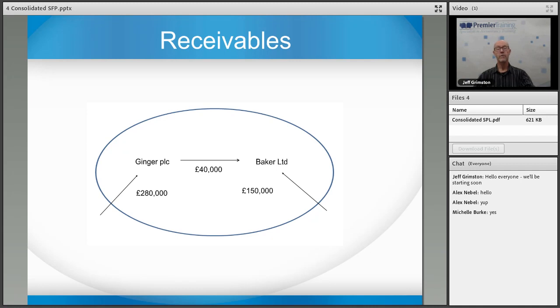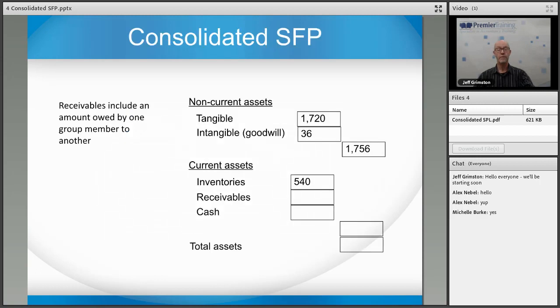So now as we look at Baker's total receivables of 150, we can split that. 150 take away 40 leaves 110 that is owed by people outside the group. So the group's total receivables comprise 280 plus 150 less 40, or 280 plus 110 if you prefer. There's the working, and the figure is 390 as a result.